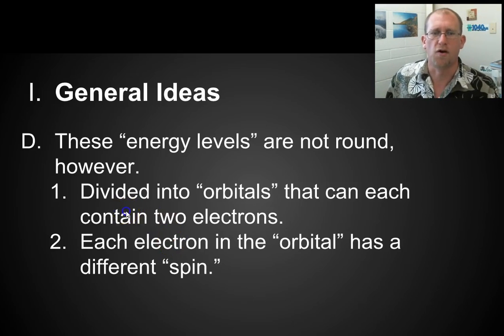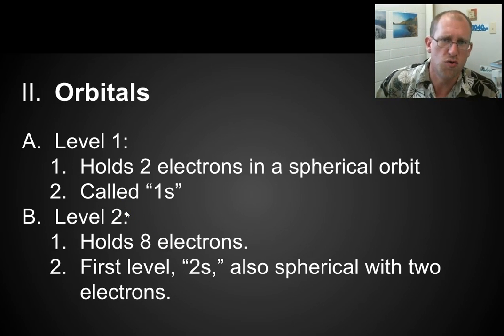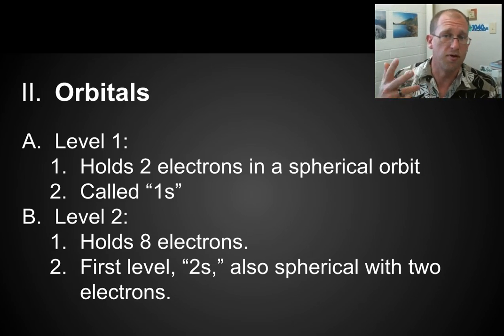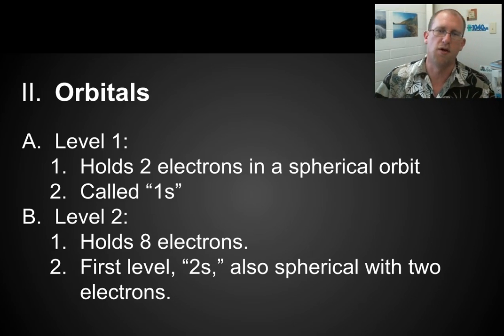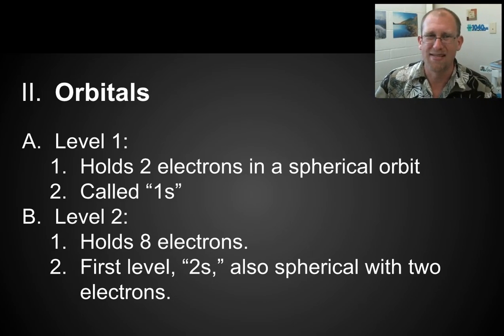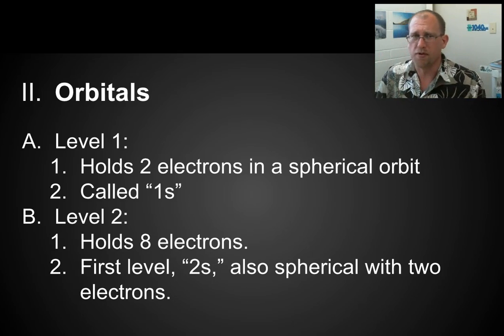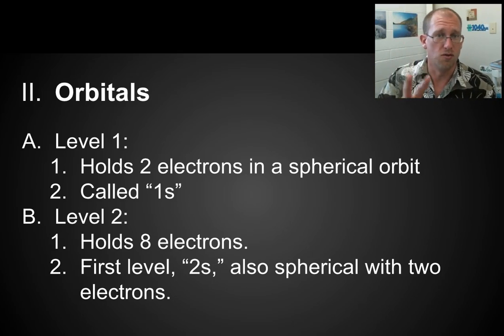Okay, there you go. Now, energy level 1, simplest one, only holds 2 electrons. And those 2 electrons are in 1 orbital because an orbital has 2 electrons. So there's only 1 orbital in the first energy level, and we call it 1s. Why s? I don't know, because they liked s. So s is the name of the first orbital. Energy level 1 only has 1s, which is 2 electrons.